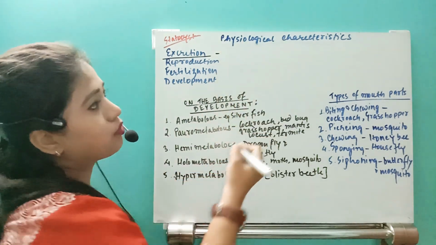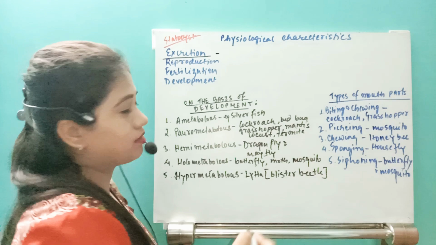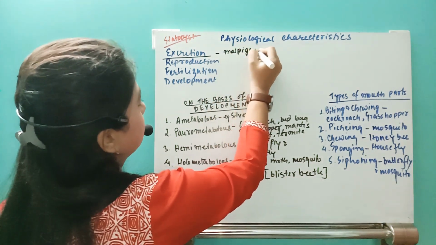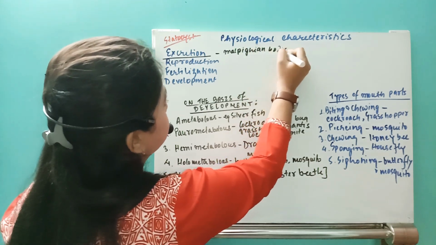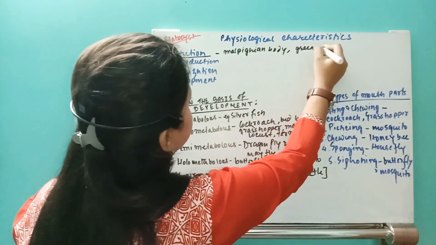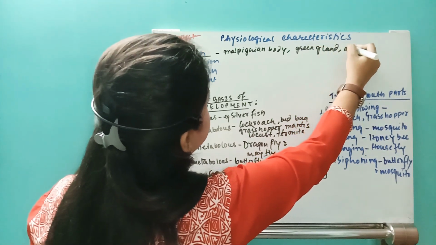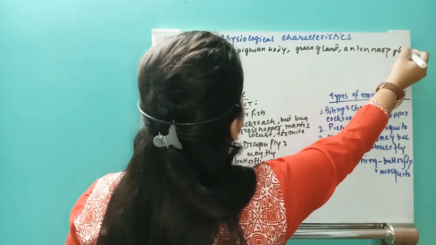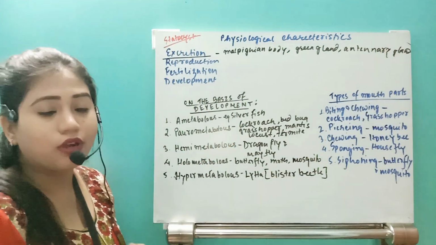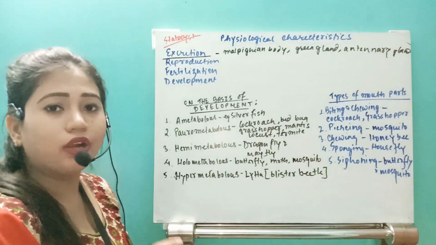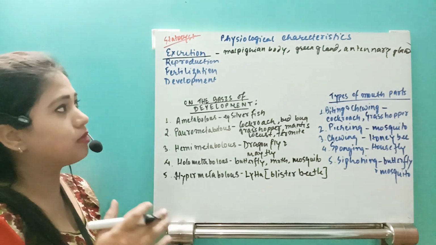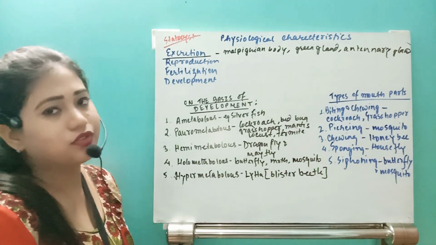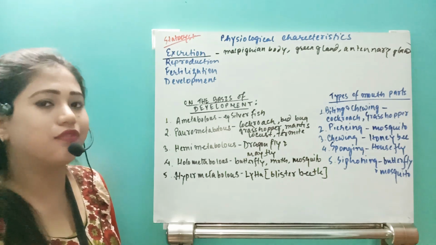See, the nitrogenous waste product can be ammonia, can be uric acid. So this organism has Malpighian bodies. They are going to have green glands. They are going to have antennary glands. So a number of glands are present. These types of organs are present in different types of organisms. As this is a very large phylum, a variety of excretory organs will also be seen in different classes.